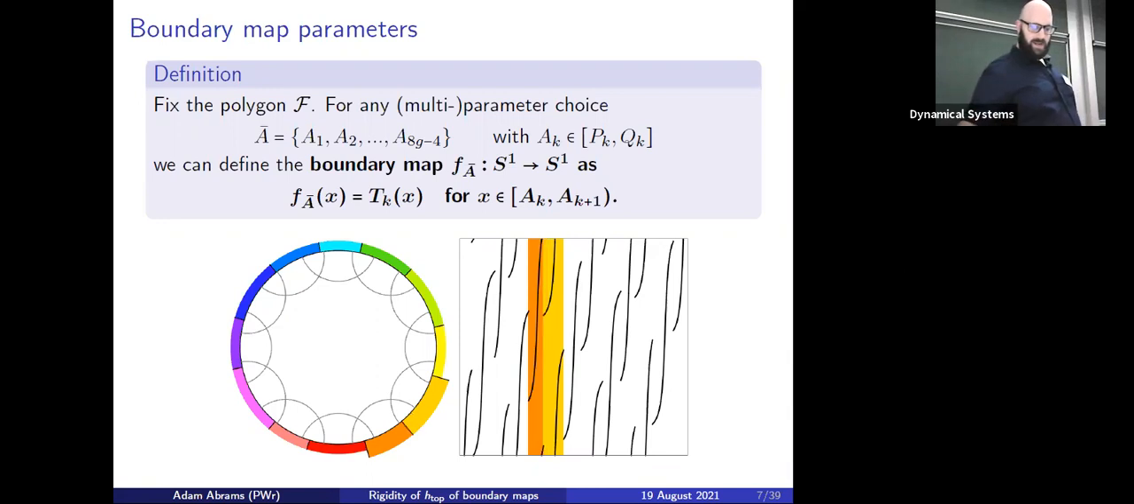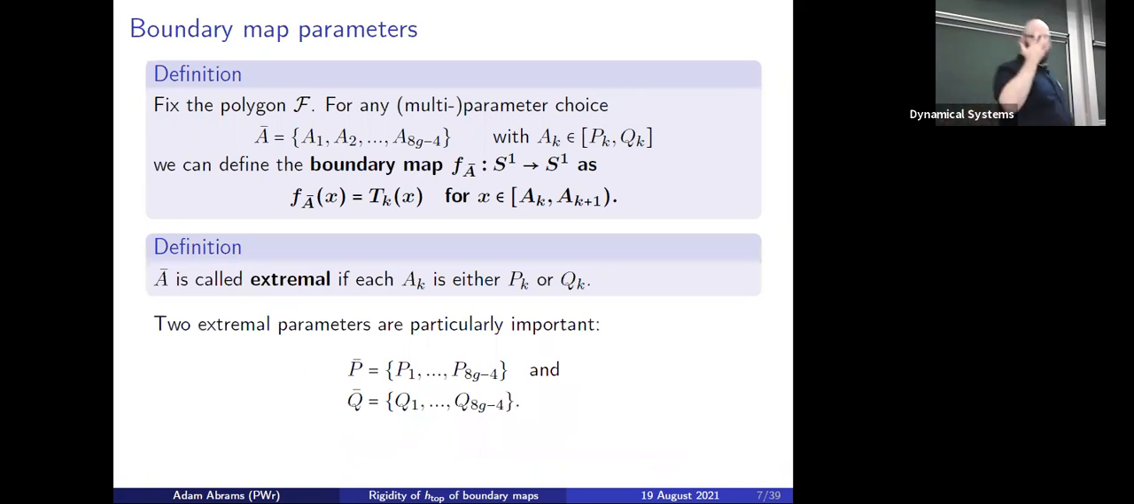So this slide's not animated. I'll just go back and forth between these two. This is changing, I guess, A3. A3 is in between P3 and Q3. And so when you change the value of A3, you get a slightly different map on the circle. And these are all what we call boundary maps.